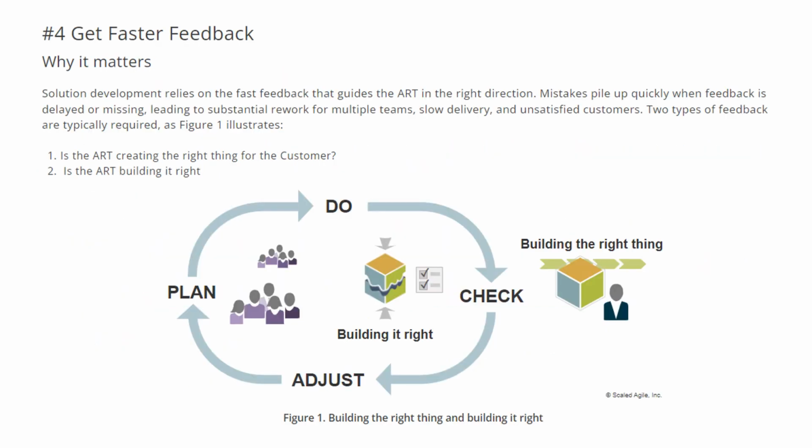Fourth flow accelerator is getting faster feedback. Why does it matter for an ART flow? Solution development relies on fast feedback that guides the ART in the right direction. Mistakes pile up quickly when feedback is delayed or missing, leading to substantial rework for multiple teams, slow delivery, and dissatisfied customers. Two types of feedback are typically required.